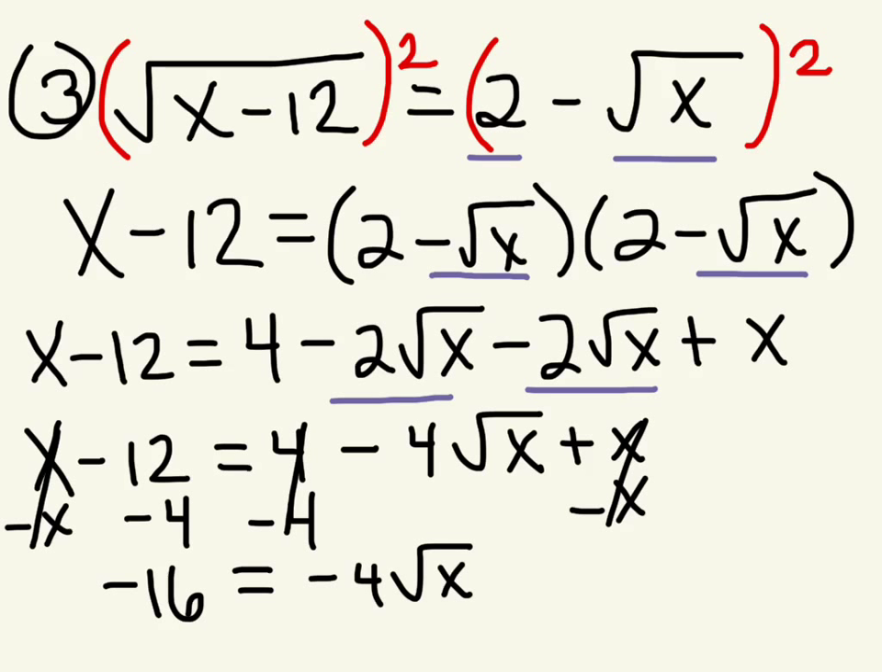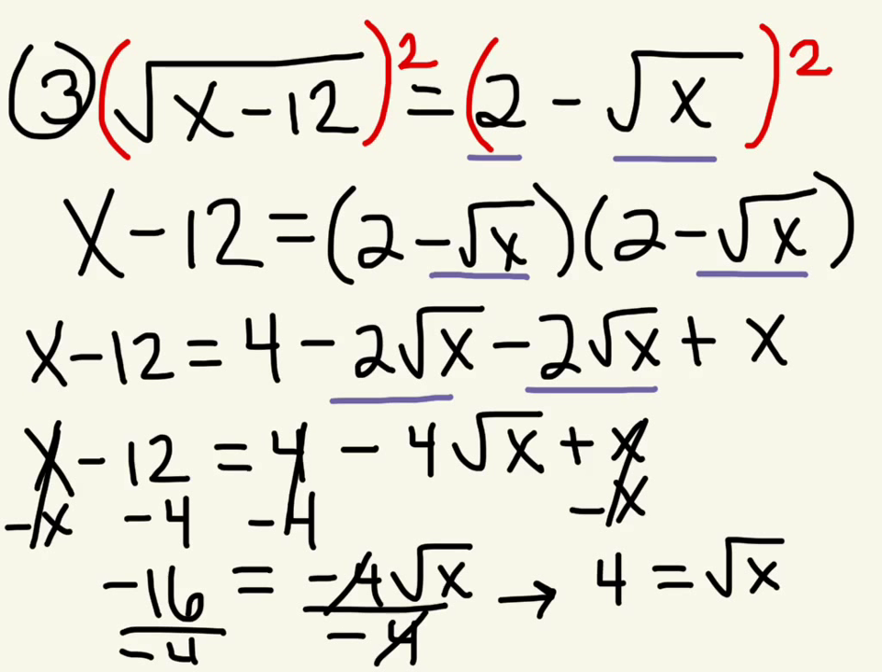Now, we want to isolate this radical all by itself. So let's go ahead and divide both sides by negative 4. And then I end up with negative 16 divided by negative 4, which is positive 4, set equal to the square root of x. And we'll finish this off by raising both sides to the second power. Again, our goal here is to get rid of this radical symbol. So when I raise both sides to the second power, I get 4 squared, which is 16, set equal to the square root of x all squared, which is x. Therefore, x is equal to 16.